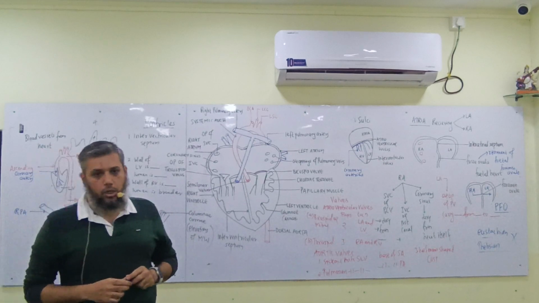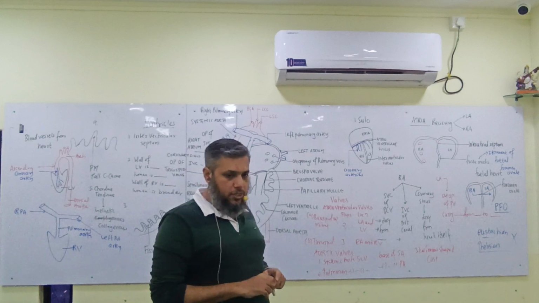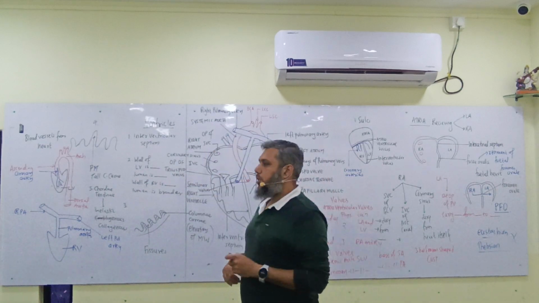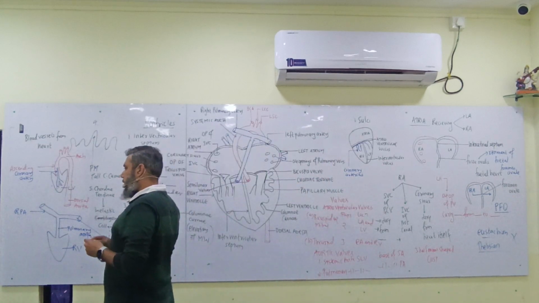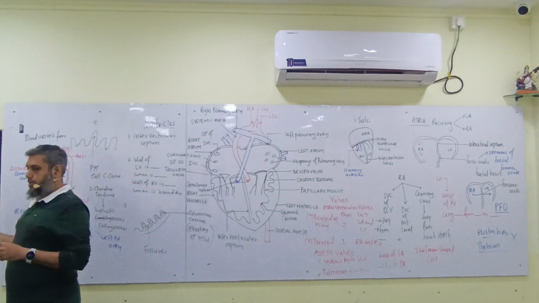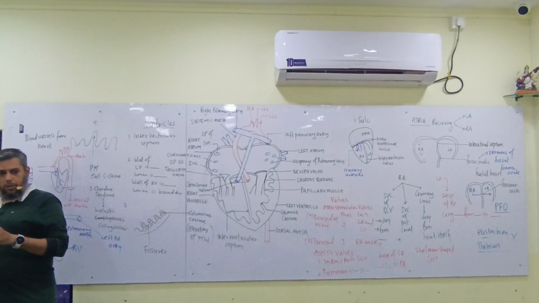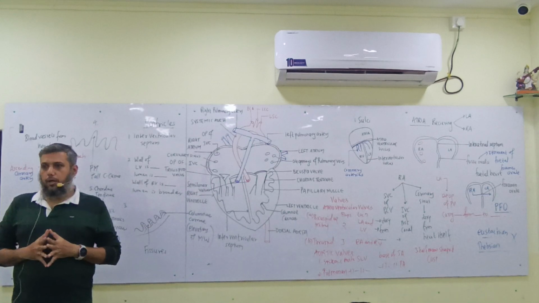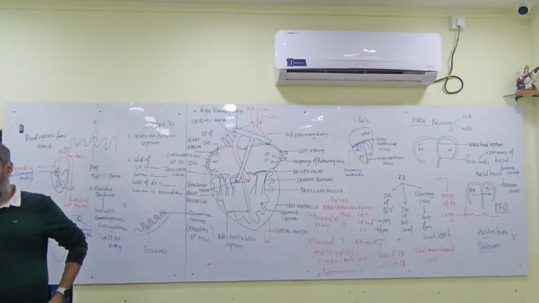Other than that, you have got eustachian valve and Thebesian valve on the inferior vena cava and the coronary sinus. Okay? Are we clear, everyone? Yes or no?